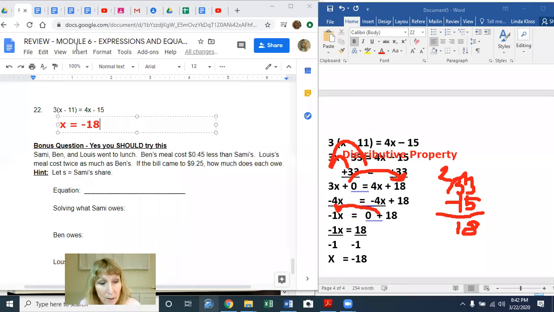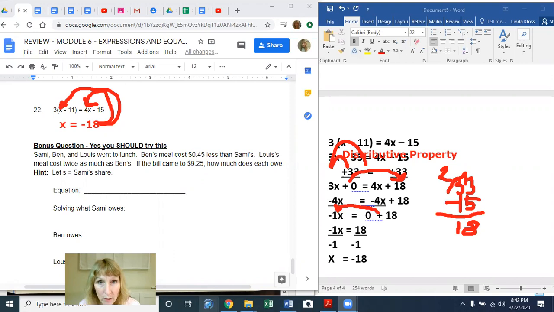If I doubted my answer, I could always check it. How? By putting the negative 18 in for any place in the equation that you see an X, and using our order of operations to solve to see if it's true. Okay.